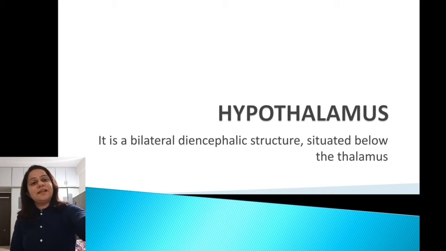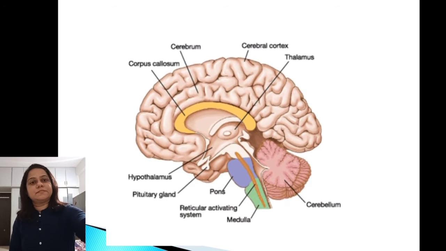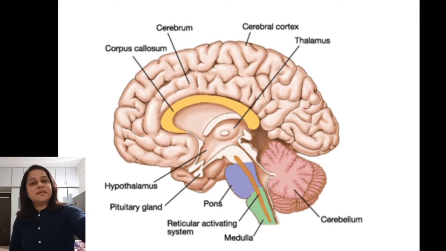Hello everyone. Let us go through certain basic information related to the hypothalamus. Hypothalamus is a bilateral diencephalic structure situated below the thalamus. This is the diagrammatic representation about the situation of hypothalamus. See that hypothalamus is situated below the thalamus and it is separated by the sulcus.